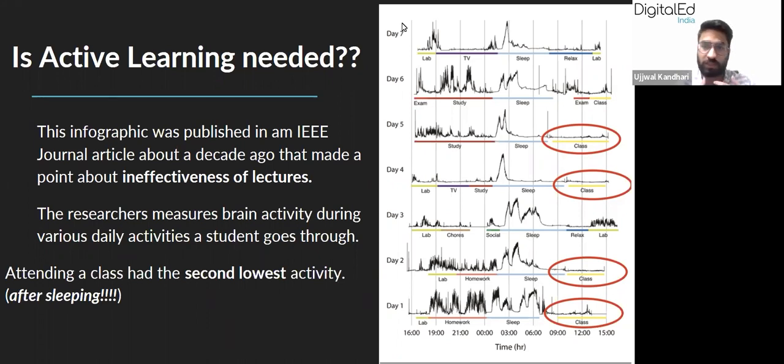Again, this is not our own research. This is published research. If you need the link for it, we can definitely share it with you. But that is where active learning comes into play.